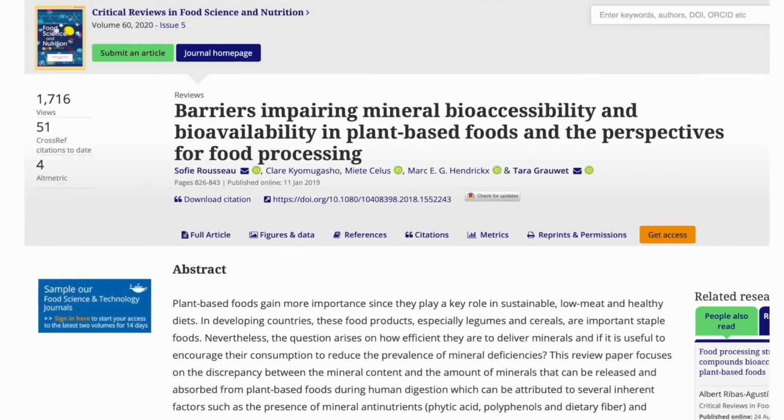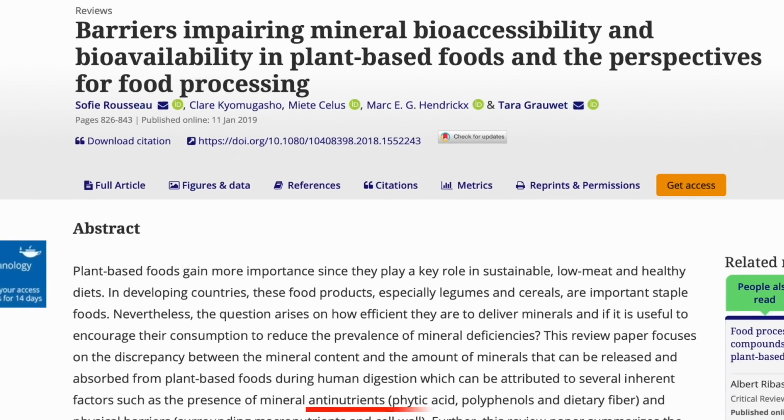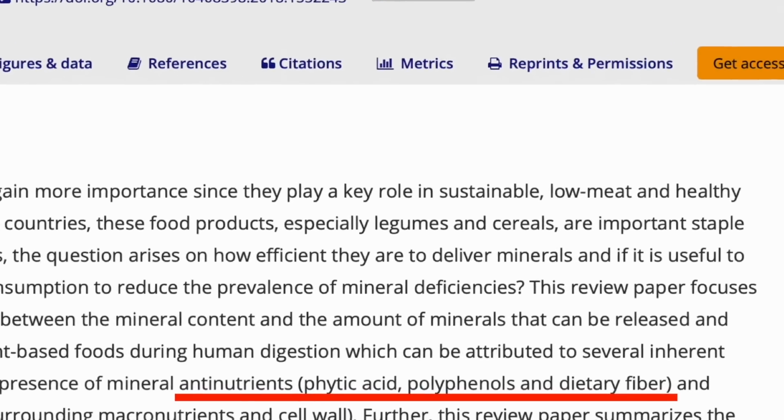Another question was about calling fiber an anti-nutrient. In nutrition, this term just means something that can interfere with the digestion and absorption of other nutrients. It doesn't carry a negative connotation necessarily. It's more like a property, right? It could even be a good thing in some contexts.